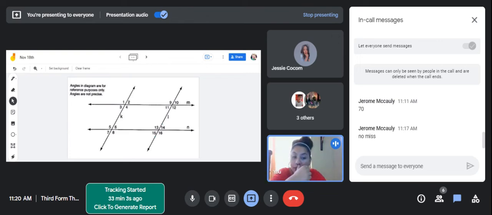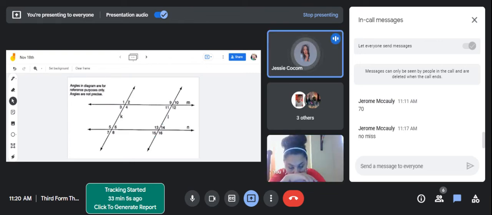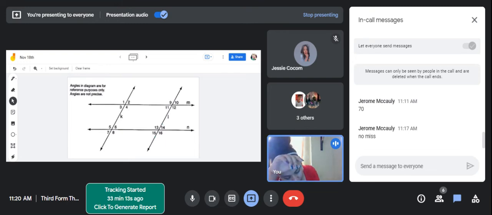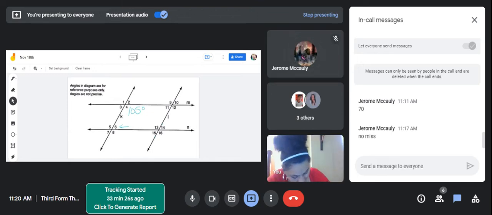Following question, what does it say? If angle 4 is 105, what is angle 6? Yes, miss. Okay. What is angle 6? 75. 75. Very good. What is your reason?